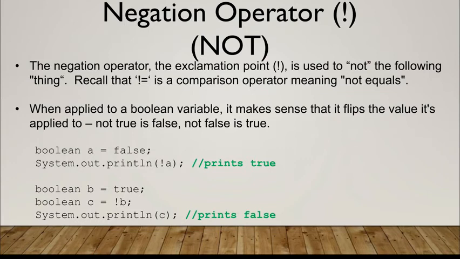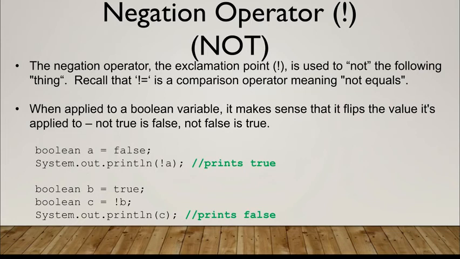Negation operator, or the not operator. The negation operator, which is the exclamation point, is used to not the following thing. Recall that not equal to, or exclamation equals, is a comparison operator, meaning not equals. When applied to a Boolean variable, it makes sense that it flips the value that it's applied to. Not true is false, and not false is true.